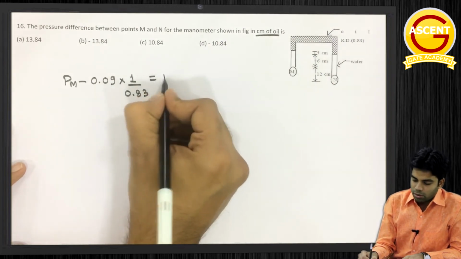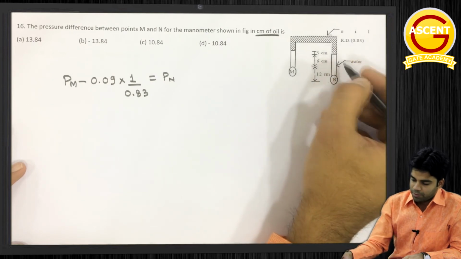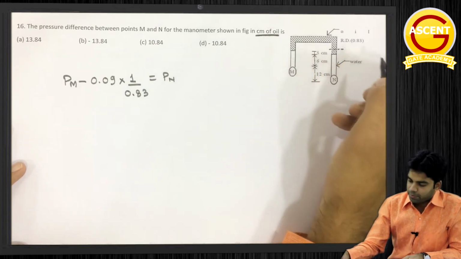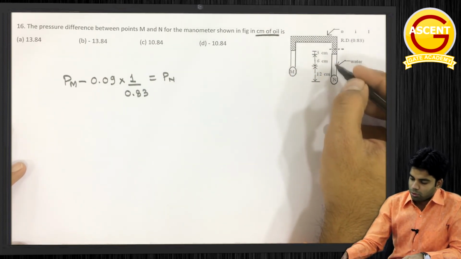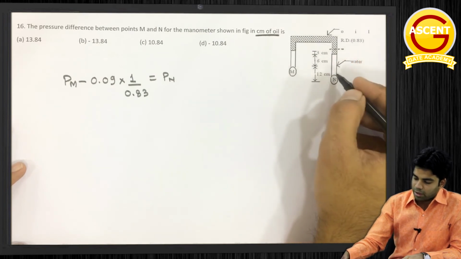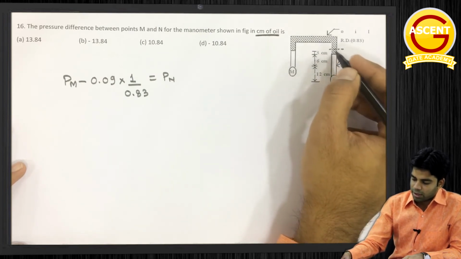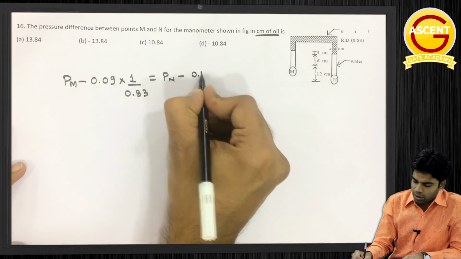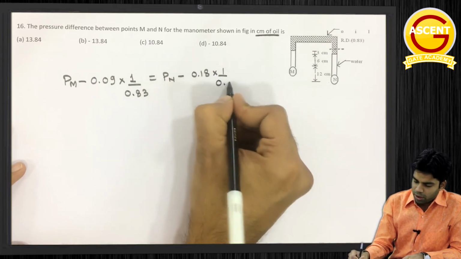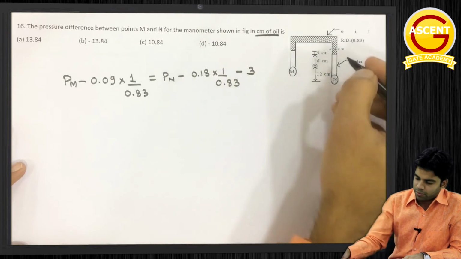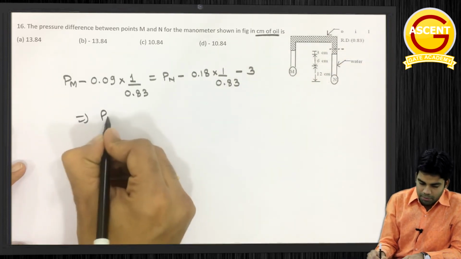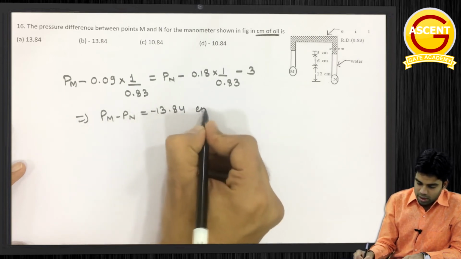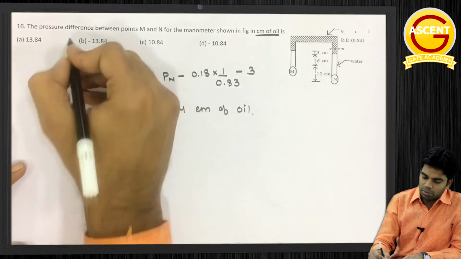Getting this? That is equal to PN minus this much height. So how much is this height? This much height up to this point. Up to 12 plus 6, 18 centimeter we have water, then after that 3 centimeter of oil. So this will be minus 18 centimeter of water, 0.18 into 1 by 0.83, minus 3 centimeter of oil. So from here PM minus PN will be equal to 13.84 centimeter of oil. Okay, so the answer should be B.